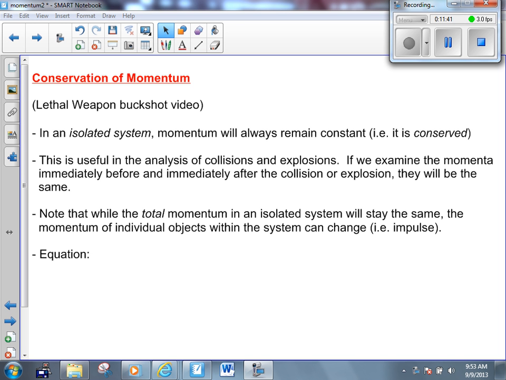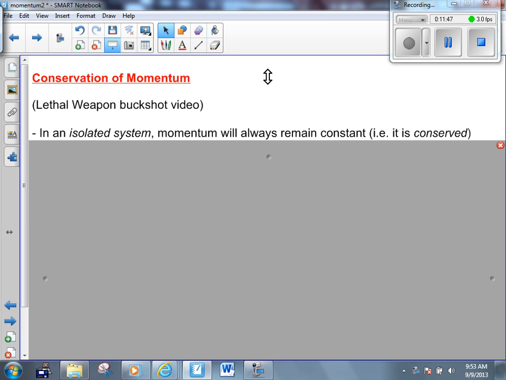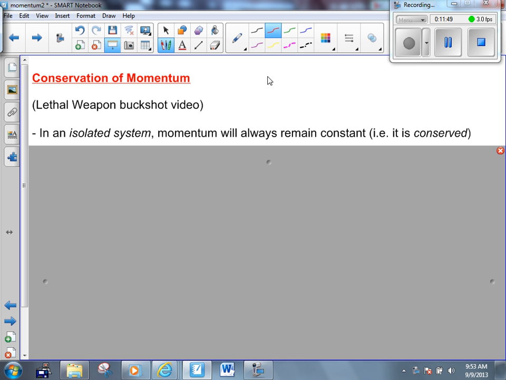The law of conservation of momentum says that momentum's got to stay the same, at least in an isolated system. What do we mean by an isolated system? Good, good. No outside forces. In other words, no energy or matter in or out.